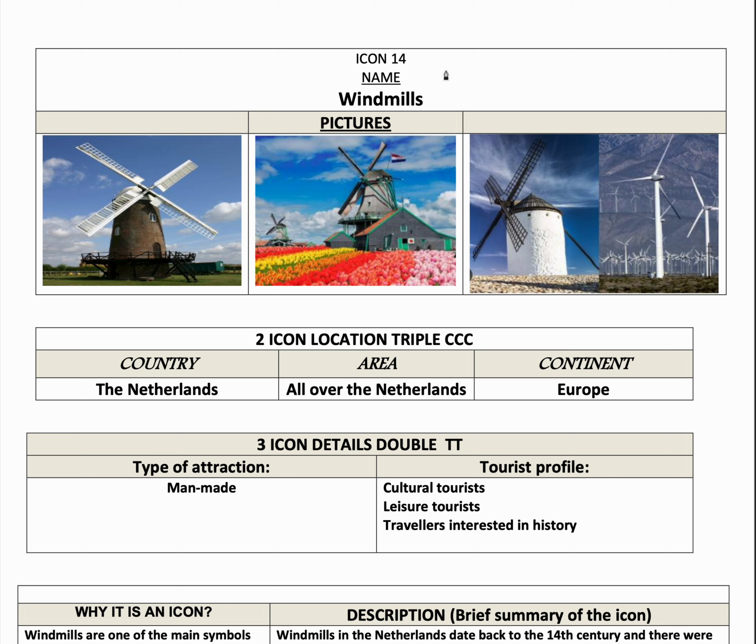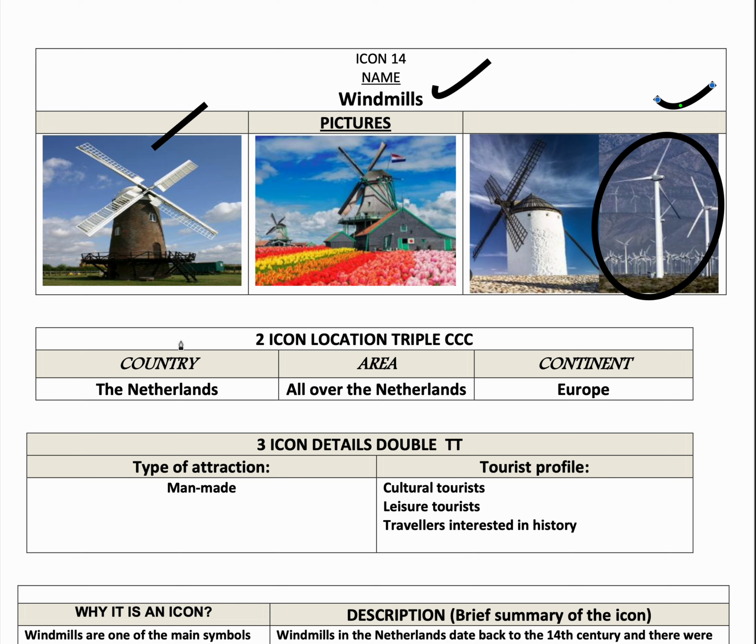So the icon that we were talking about in the last one is the windmills. So the name is windmills. Windmills are even here in South Africa as well. This is a windmill, the older ones that we used before. We have such ones here in South Africa.